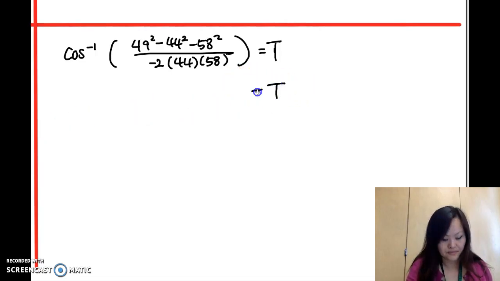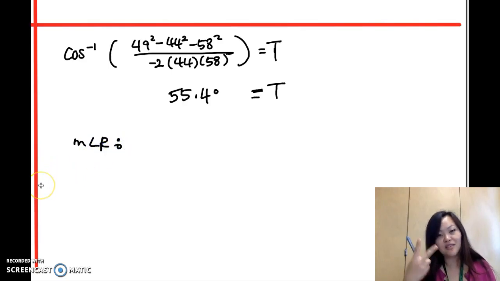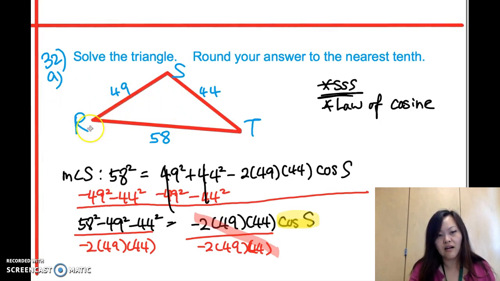So T is equal to 55.4 degrees. So now all we have left is the measure of angle R, right? Which is very easy because we already got two angles out of the three, so we just subtract from 180, right? So let's just go back to the picture. We already got S and we got T. So to find R, all we have to do is 180 minus this plus that, right? So let's do it.